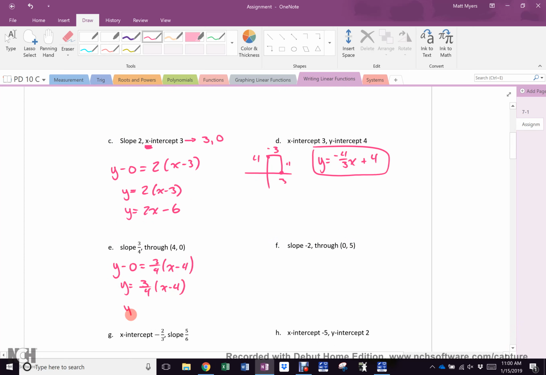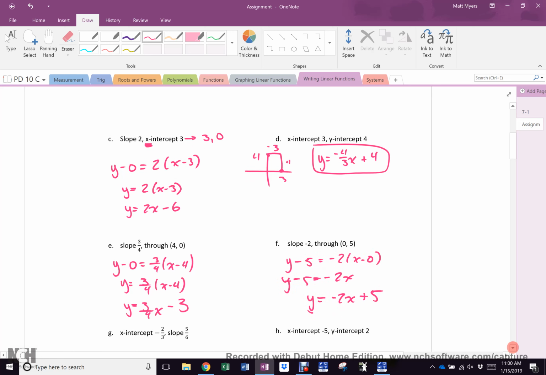Some of you will have y equals 3/4 x minus 3, because those 4's will cancel if you distribute that in. Slope point, y minus 5 equals negative 2(x minus 0). Of course, y minus 5 equals negative 2x, or y equals negative 2x plus 5.